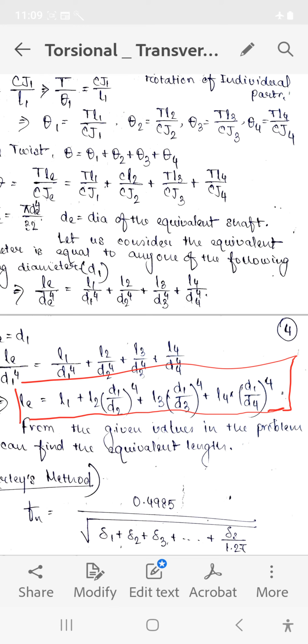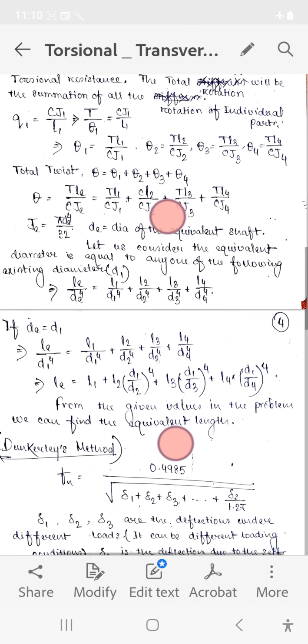Here d1 was used. If they ask you for d2, then it will be l1 (d2/d1)^4 plus l2 plus l3 (d2/d3)^4 plus l4 (d2/d4)^4. We have to decide which diameter we want it to be throughout. So that is one thing.